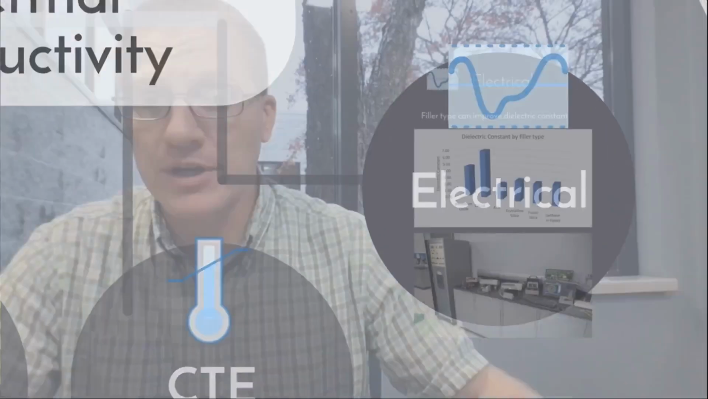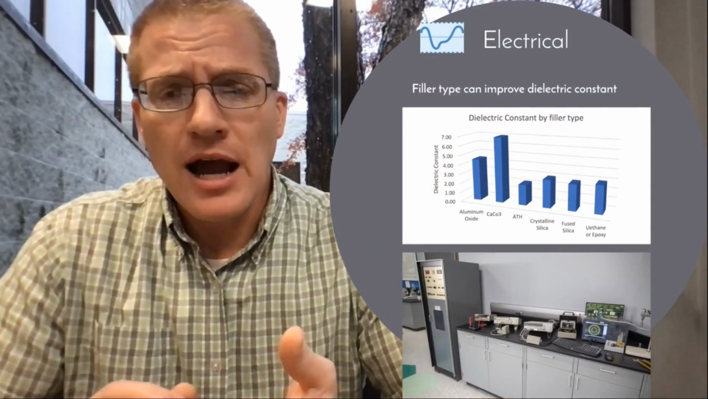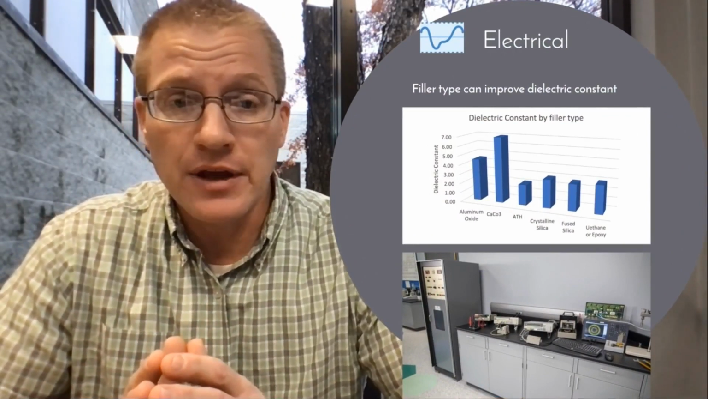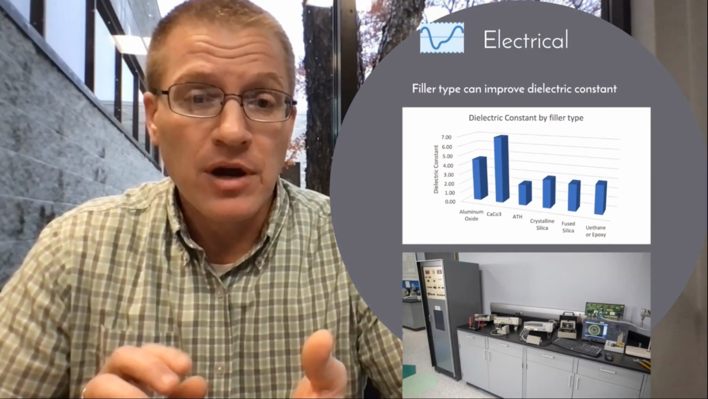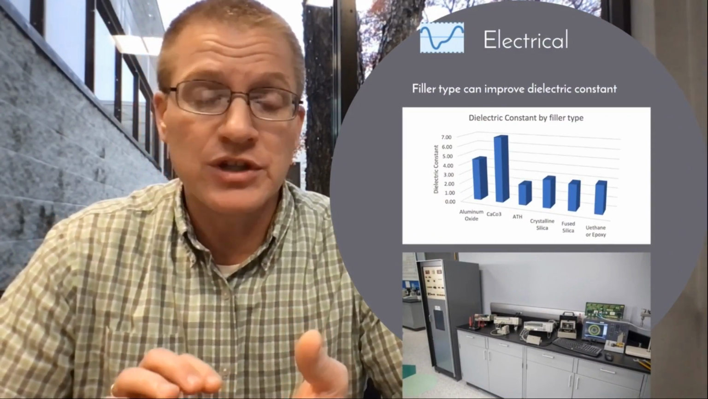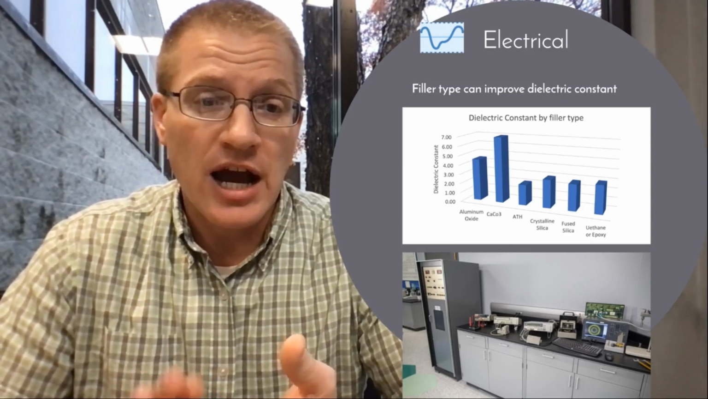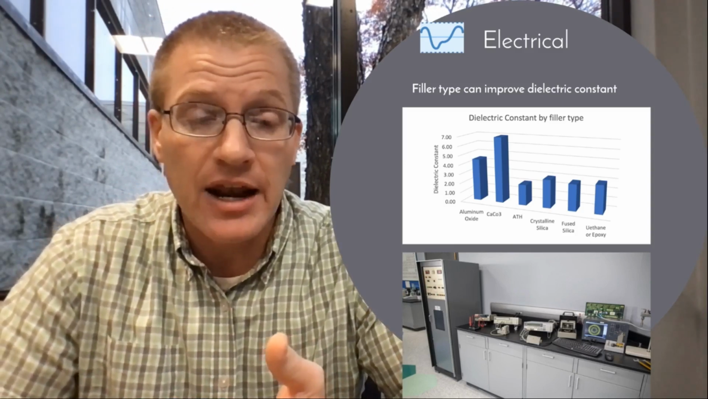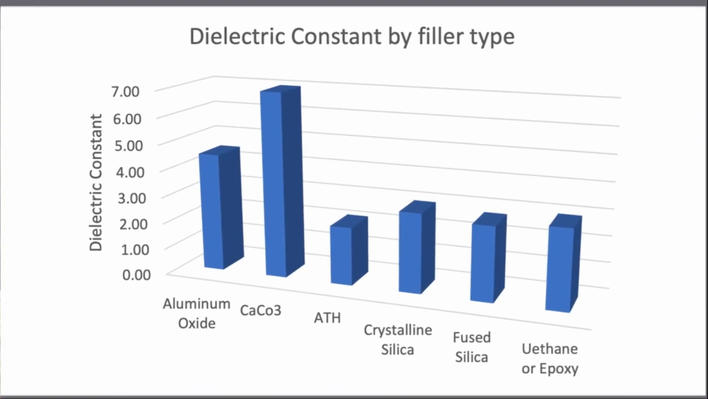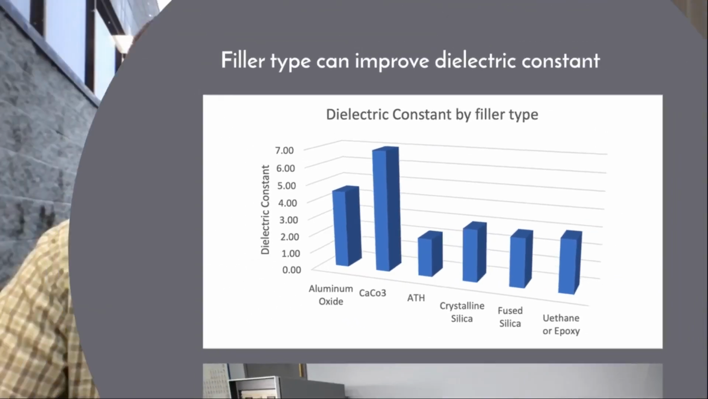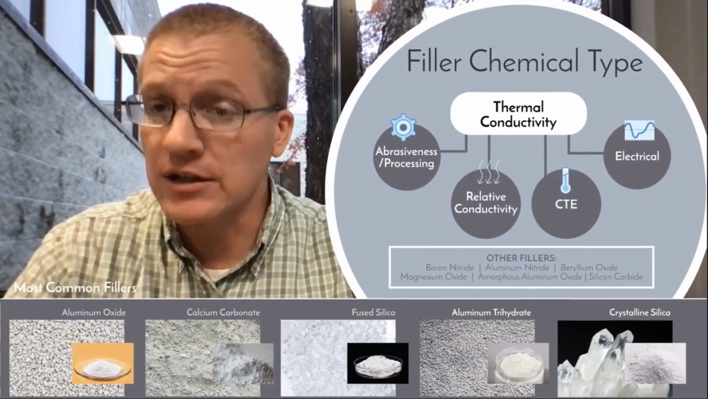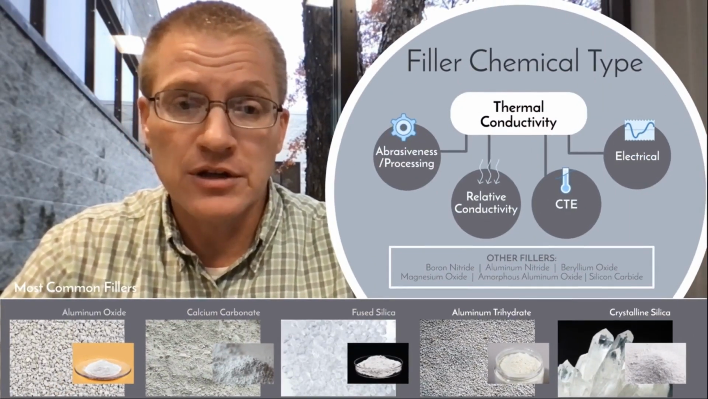As well as electrical properties. So electrical properties are really going to be dictated by the filler that is in there, all right? As you can see, calcium carbonate has a very high dielectric constant, whereas if you get down into ATH, you get down into fused silica, you're at the far right side of the graph of what a base unfilled urethane or epoxy are going to be. So understanding that the filler also has an impact on the electrical properties of a particular material.